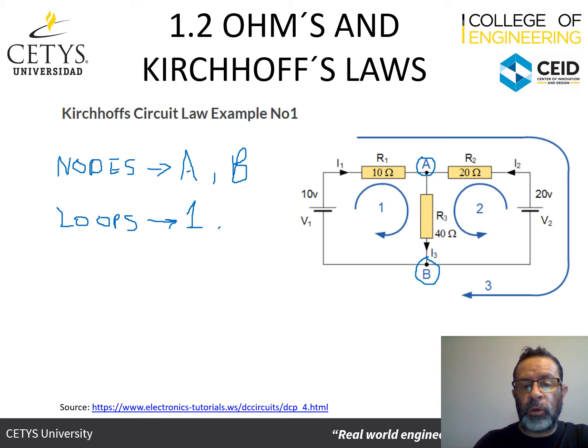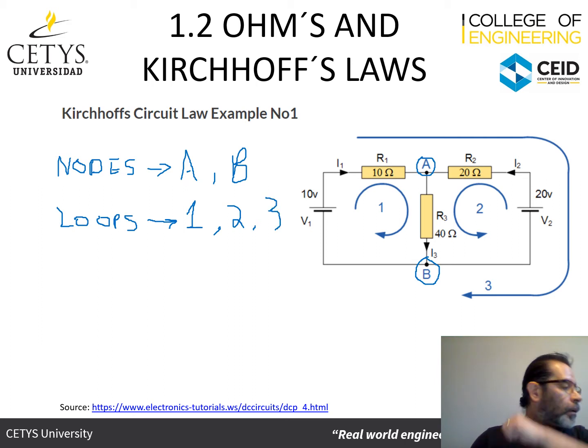Then we've got loop number 2, which is the one that's here on the right-hand side. If we go around loop number 2, we're going to find the 20-volt battery, the resistance R2 and resistance R3. And then we've got loop number 3. Loop number 3 is the one that goes outside the circuit, through the outer rim of the circuit. In loop 3 we've got the 10-volt battery, R1, R2, and the 20-volt battery. R3 isn't part of loop 3 because it's going on the outer edge of the circuit.